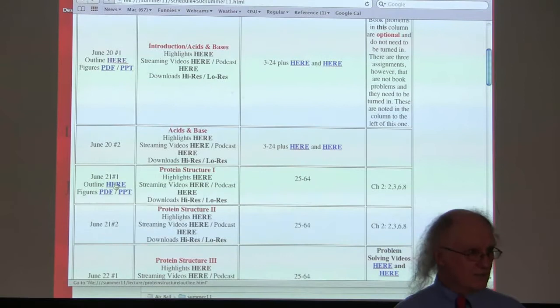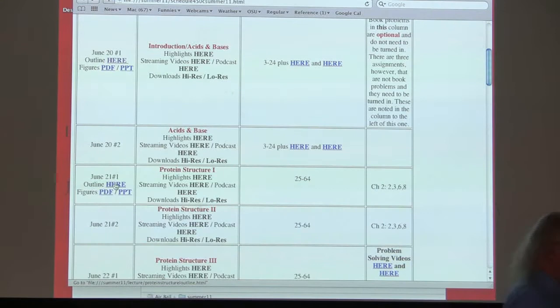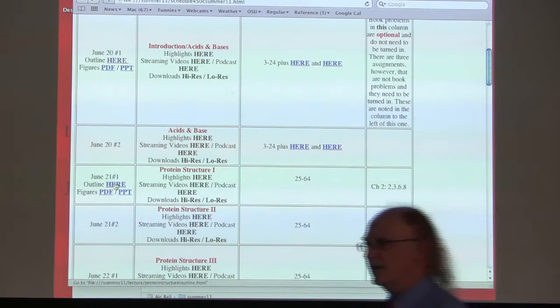How do I get 0.4 moles of salt from starting with 0.3? Well, I have to add 0.1 moles of NaOH. Make sense? Okay. So, if you don't understand that, that's fine. Come see me. I'll be happy to explain it to you in other terms. Okay?